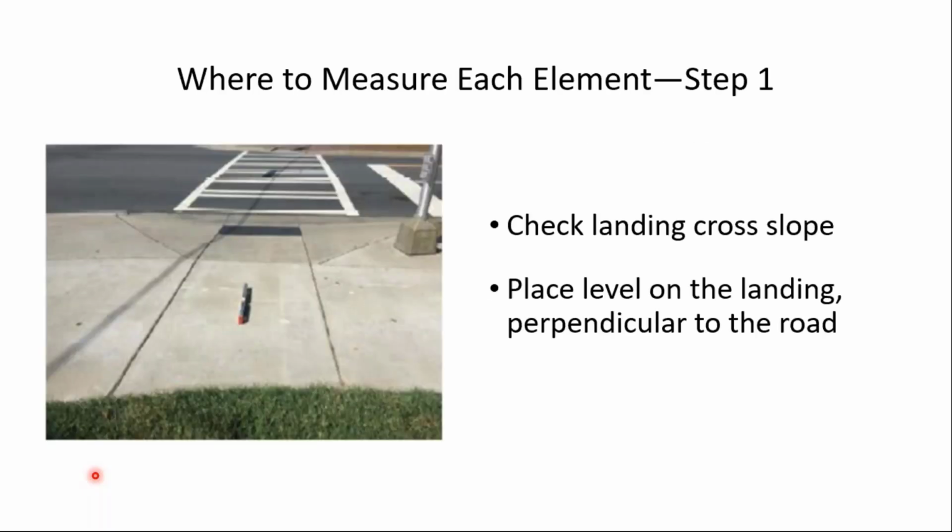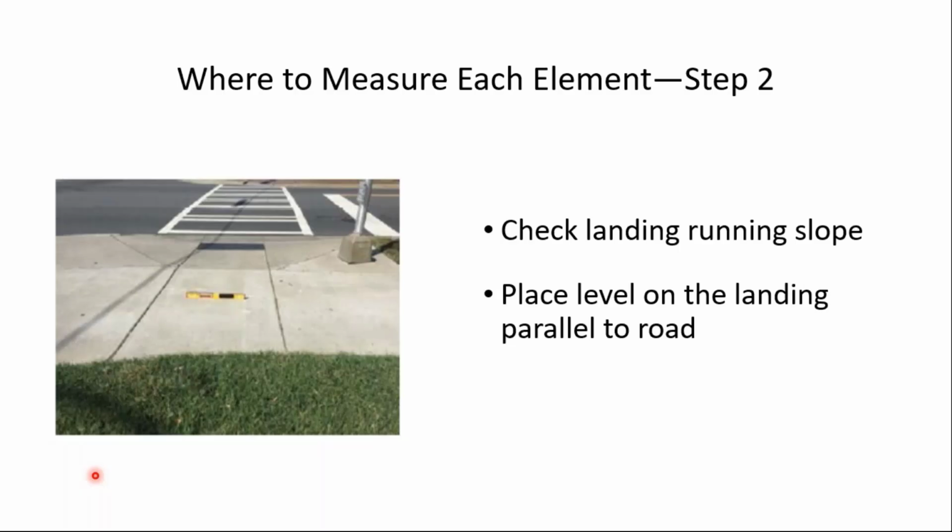Let's get into the measurements then. Again, I'm just showing where to place the device. I'm not getting into how many measurements to take. And also, I've identified them just for organizational purposes as steps 1, 2, 3, and so forth. But obviously, you don't have to do it in that order. The key thing is make sure you measure all the elements. My step 1 is to check the landing cross slope. So put the level on the landing perpendicular to the road.